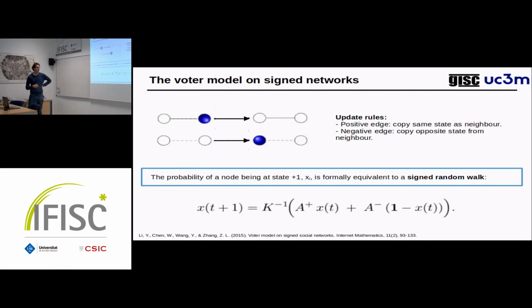This can be formally mapped to a signed random walk. In particular, the probability of a node i being in the white state, here the state +1, can be written as this complicated equation, but one can recognize among all the clutter that it's a random walk, because a random walk has the inverse of the Laplacian times the adjacency matrix, which here is split into the positive and negative parts. One can arrange it, and therefore you can use the theory of signed random walks, or of random walks in general.